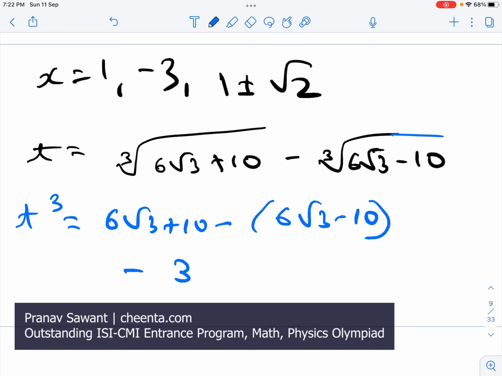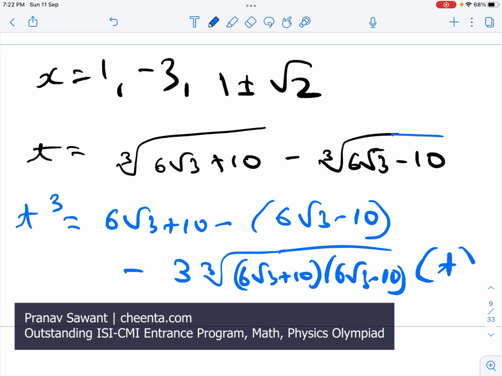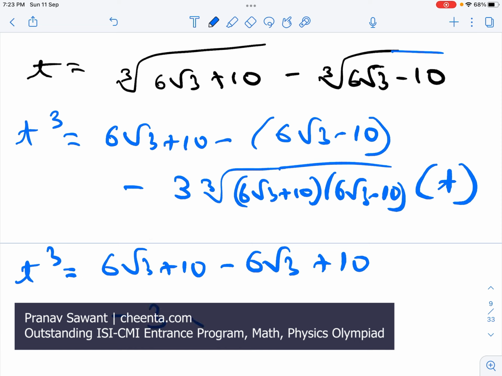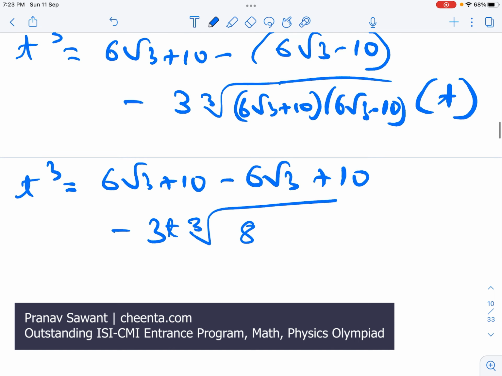minus 3ab. So that would be the cube root of 6 root 3 plus 10 times 6 root 3 minus 10, and a minus b will simply be t, right? So we get t cube is equal to 6 root 3 plus 10 minus 6 root 3 plus 10 minus 3 times the cube root of 108 minus 100, which is 8, and we have t multiplied over here. Now that's great, as we know that the cube root of 8 is 2. So this becomes t cube plus 6t is equal to 20.